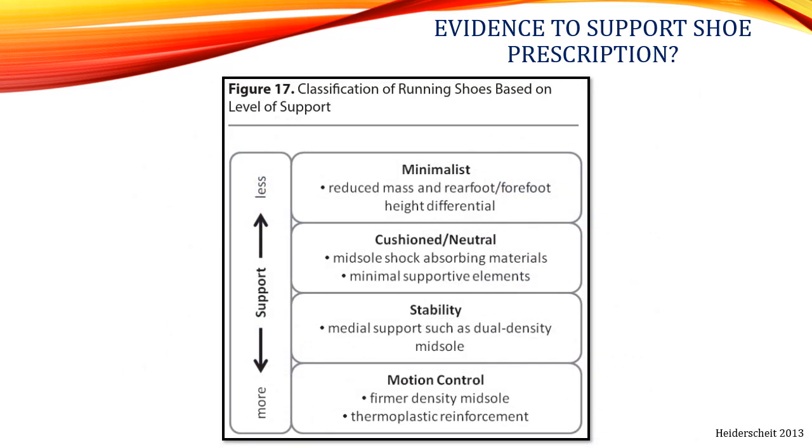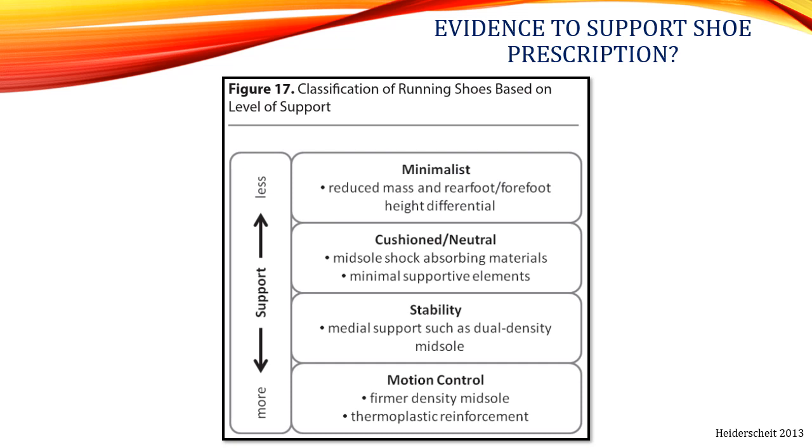All right, so the classification of shoes runs anywhere from a minimalist shoe all the way up to a motion control shoe. And then in the middle, you have stability and cushion or neutral based shoes. And you can see that this is on a spectrum of more support with the motion control to less support with the minimalist shoe. So the minimalist shoe has reduced mass and rear foot to forefoot height differential. That's essentially the slope or how much plantar flexion the foot is in at rest within the shoe.